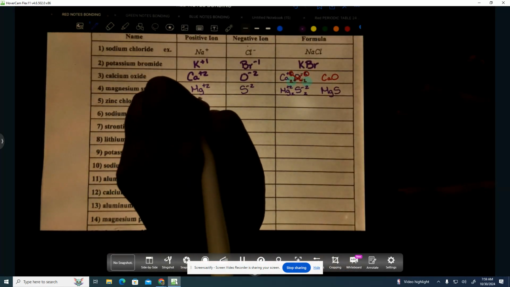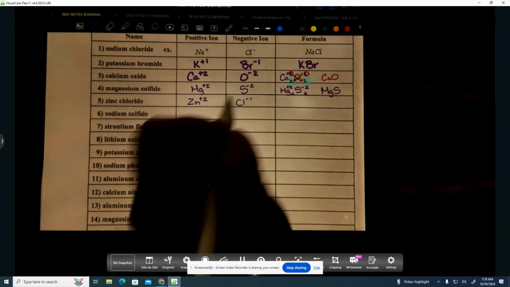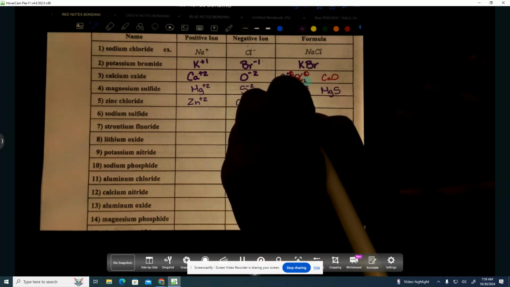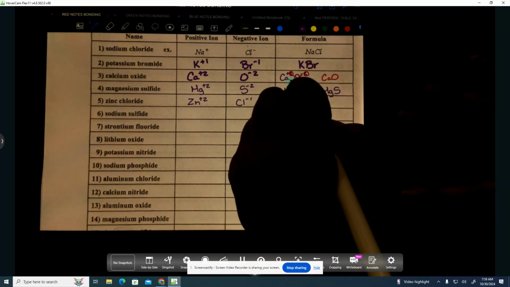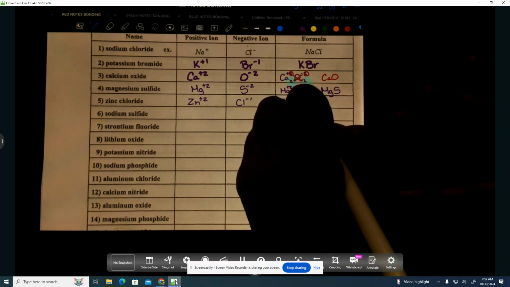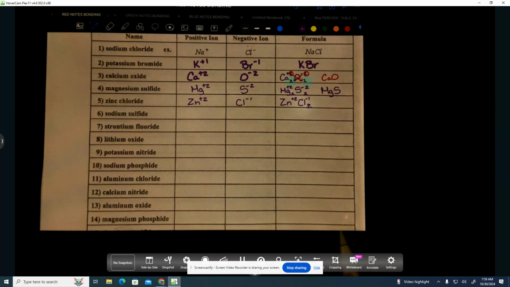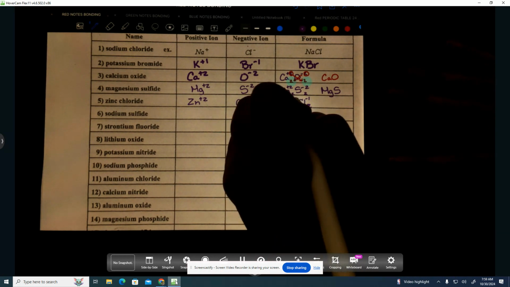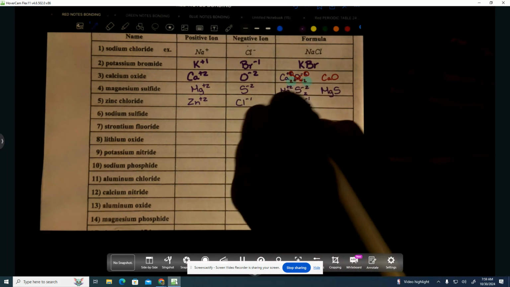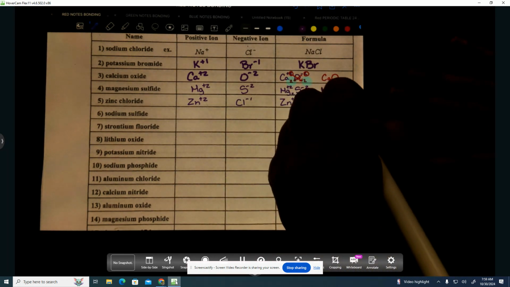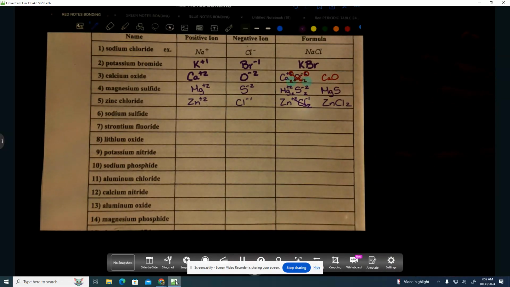Zinc is a +2, chlorine is a -1, Zn +2, Cl -1, so that becomes ZnCl2. That 2 came down here. The 1 went down here. So ZnCl2. Any questions on that one?